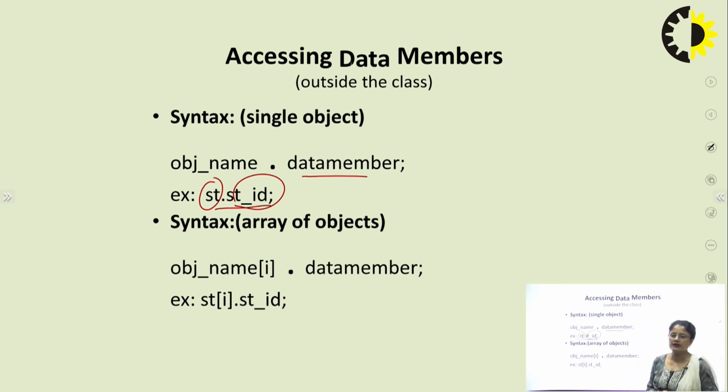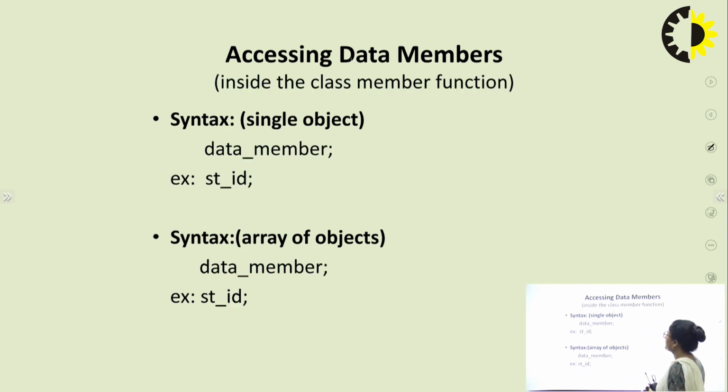And in case you have an array of objects, you have the object name followed by the array index, like st0, 1, 2, 3. If it is st0, that means the 0th object, st1, that means the 1st object, followed by dot and the member data which you want to access via this object.